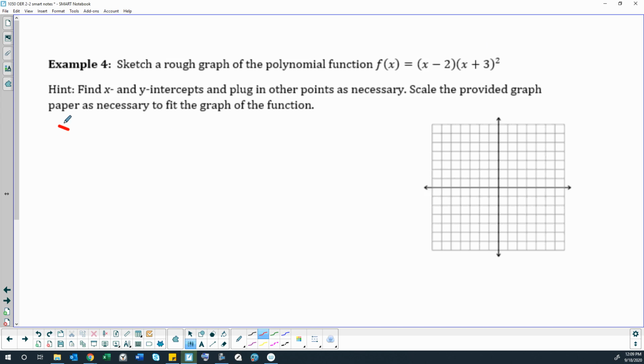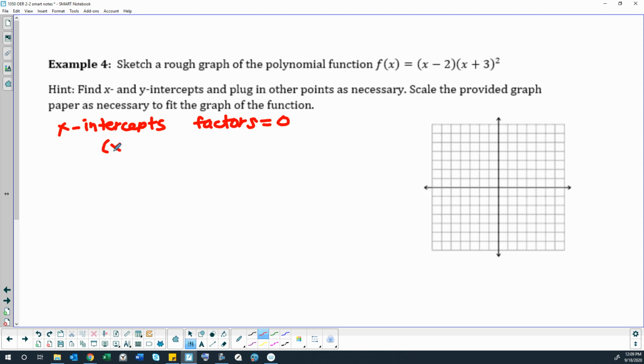So don't forget everything we've learned just because we're moving on with new stuff. So x-intercepts can simply be found by taking the factors and setting them equal to 0. And if it's not already factored, then you factor it first. And that's part of what we're going to be talking about in this chapter, not necessarily all in this section, is how to factor polynomials.